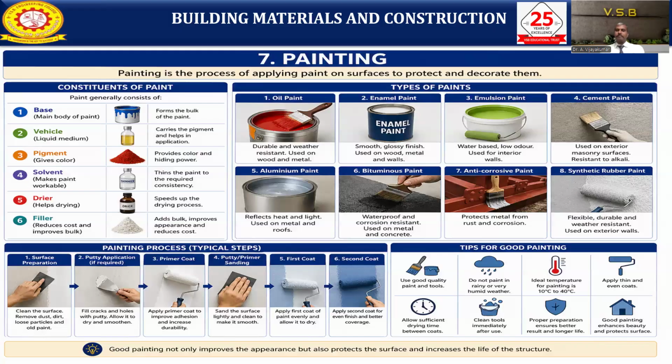For a good painting, use good quality paint and tools. Do not paint in rainy or very humid conditions. The ideal temperature for painting is 10 to 40 degrees Celsius. Apply thin and even coats over the entire structure and allow sufficient drying time between the coats. For one coat and two coats, we need to give the proper timing. Clean tools immediately after use, with proper protection, to ensure better results and longer life.